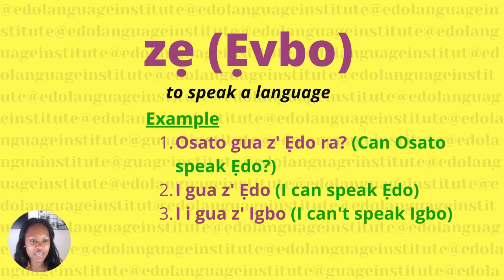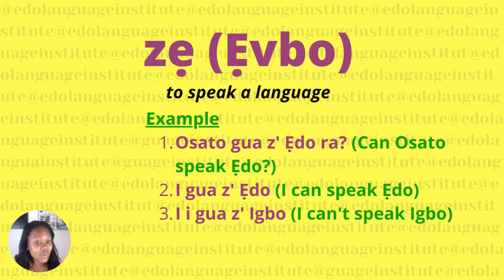So zevo, to speak a language. I have a few examples here. Three sentences. The first one is Osato gwazedoa, meaning can Osato speak Edo? Literally, it means Osato can speak Edo. And then you can say Igwazedo, I can speak Edo. Igwazedo here, I can speak Edo a little bit. Igwazedo kakabo, I can speak Edo quite well. You know, kakabo actually means very much, but in this context, it's like I speak Edo very well.